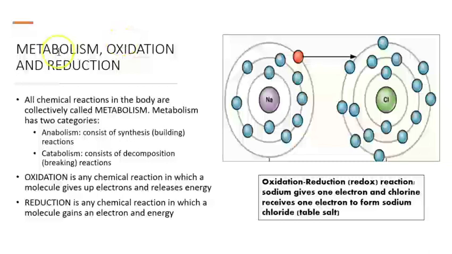Metabolism, oxidation, and reduction. We have in here that all the chemical reactions that happen in your body are going to fall under the category of metabolism. The chemical reactions that build are going to fall under the category of anabolism. All the chemical reactions that destroy are going to fall under the category of catabolism. Oxidation and reduction. A chemical reaction can be an oxidation or it can be a reduction, because this one is going to oxidize by giving electrons, and this one is going to be a reduction because it receives electrons.